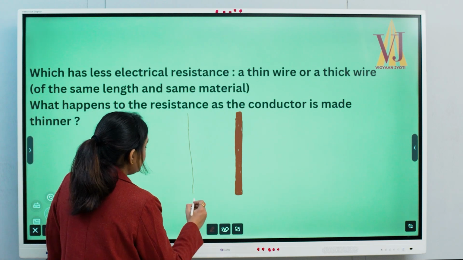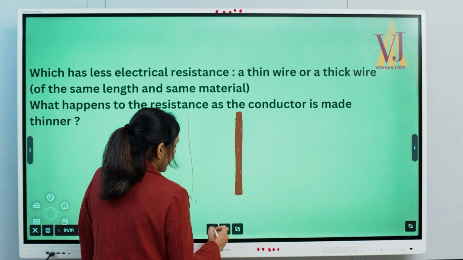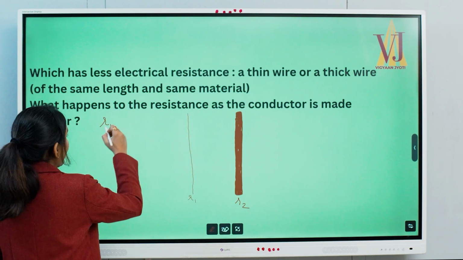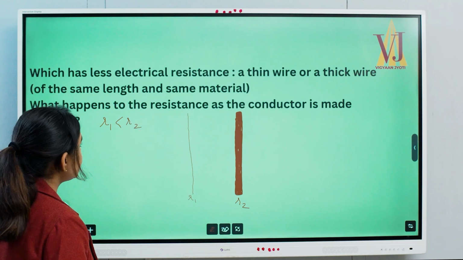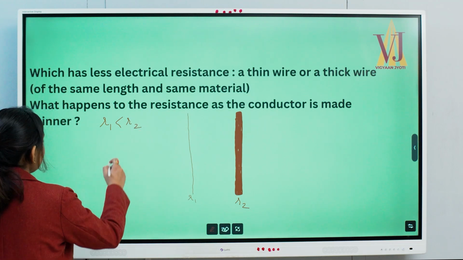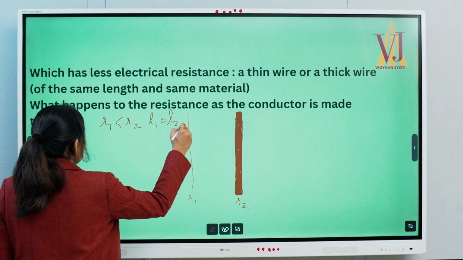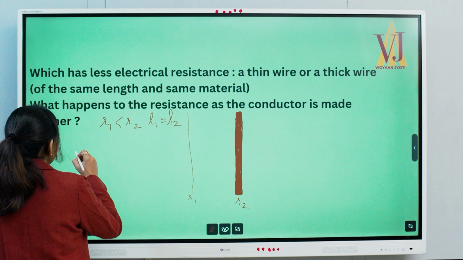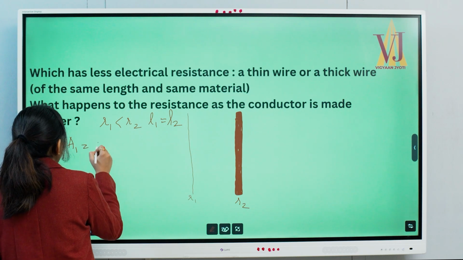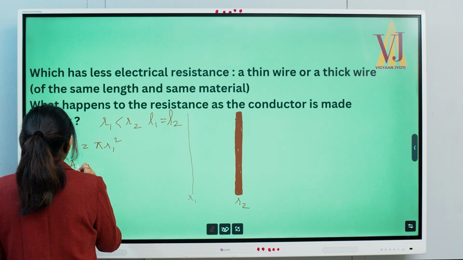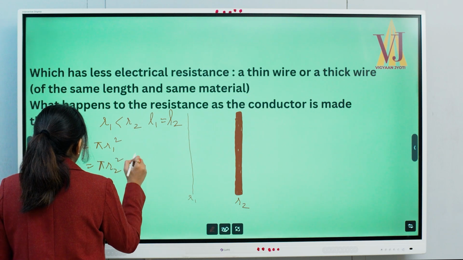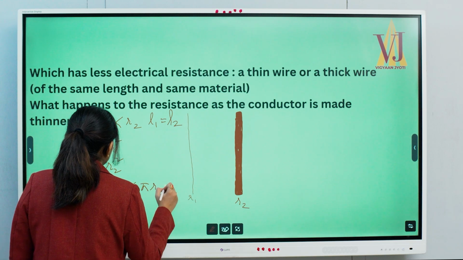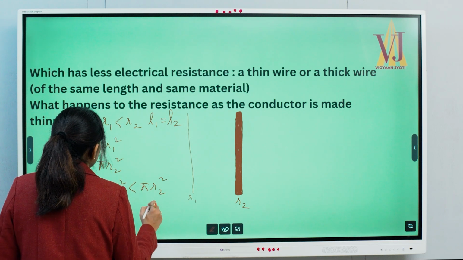Now they are asking about the thin wire. This is R1 and the thick wire has R2. So we know that R1 is less than R2, from the picture. Now the length is the same, that means L1 equals L2. Now for thin wire and thick wire, the area A1 is pi R1 square and A2 is pi R2 square. From here we can easily say pi R1 square is definitely less than pi R2 square. That's the reason this is thin and this is thick.